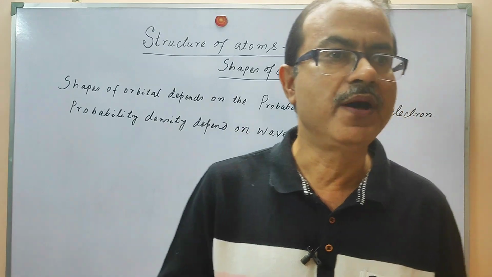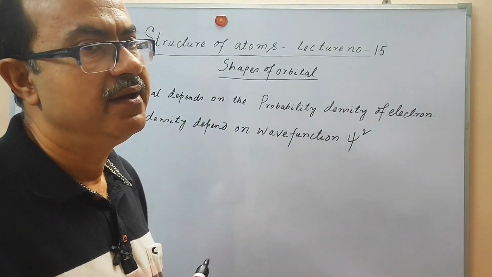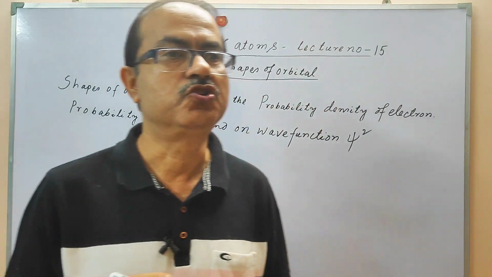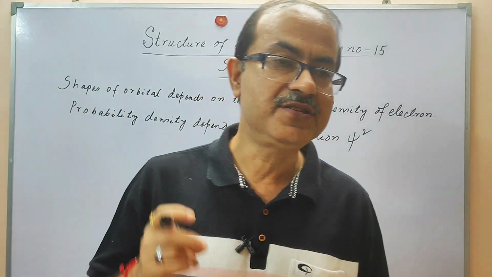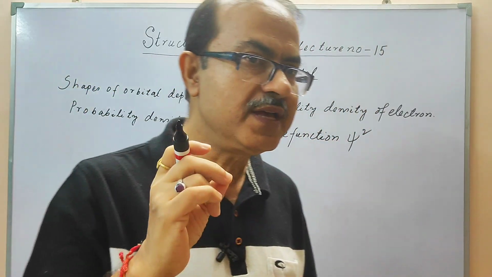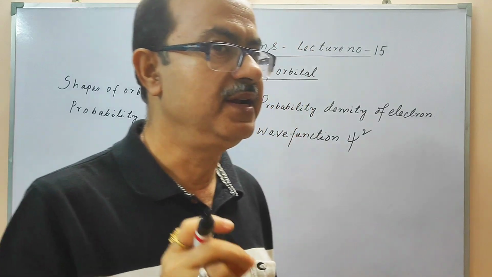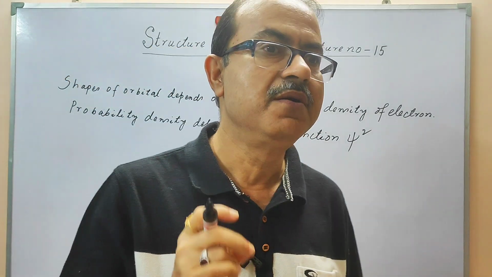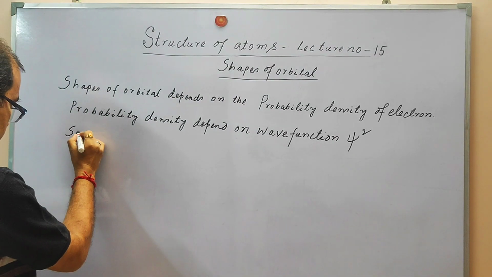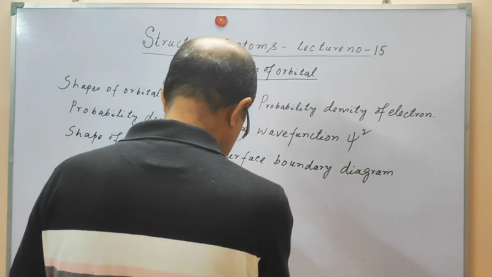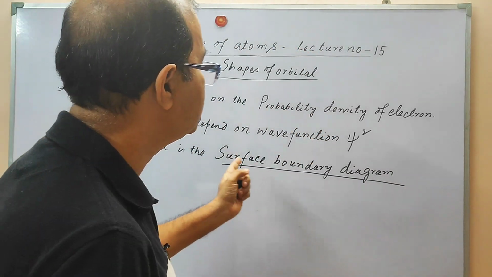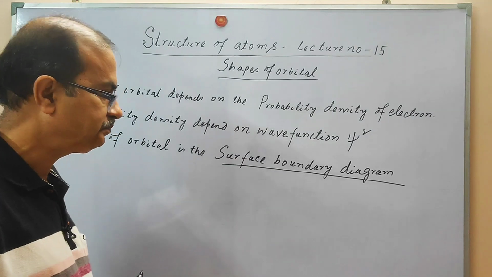So the shape of the orbital is basically a surface boundary diagram of that electron's probability, and this depends on the probability density. So we can say the shape of the orbital is basically the surface boundary diagram.